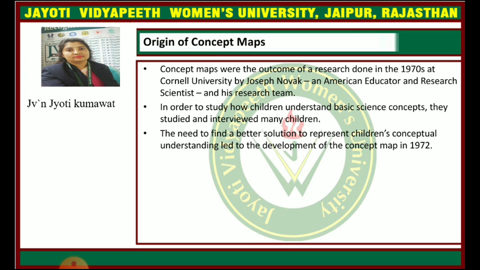Now comes the origin of the concept map. This originated in 1970 at Cornell University by Joseph Novak, an American educator and research scientist. In order to study how children understand basic science concepts, they studied and interviewed many children. The need to find a better solution to represent children's conceptual understanding led to the development of the concept map in 1972.